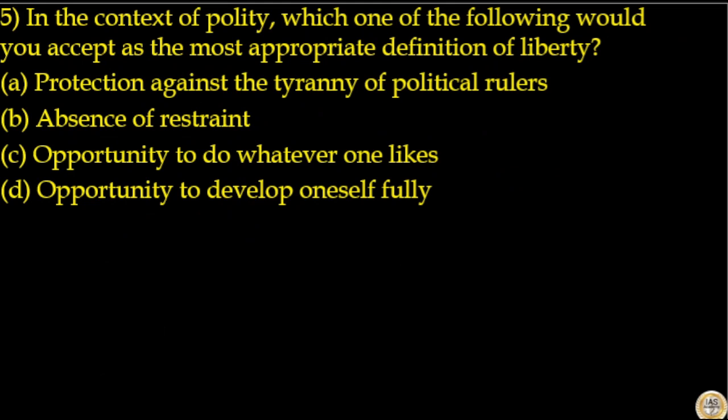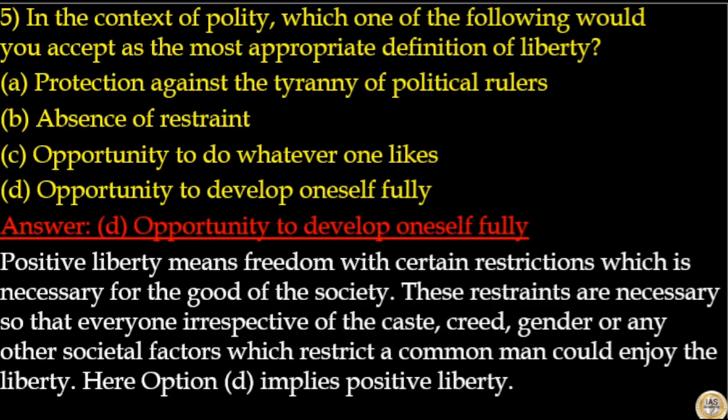In the context of polity, which one of the following would you accept as the most appropriate definition of liberty? Options are protection against the tyranny of political rulers, absence of restraint, opportunity to do whatever one likes, opportunity to develop oneself fully. Here the answer to this question is option D, opportunity to develop oneself fully. Positive liberty means freedom with certain restrictions, which is necessary for the good of the society.